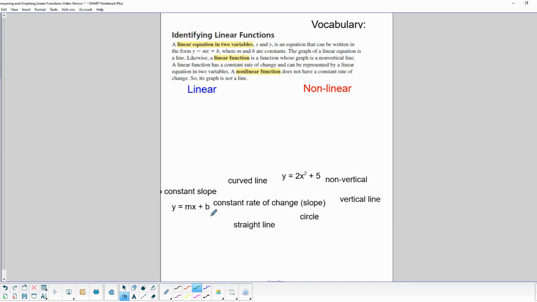All right, so based on that little review, let's check. Linear equations are a nonlinear line. This equation would represent a nonlinear function because it has an x squared in it.